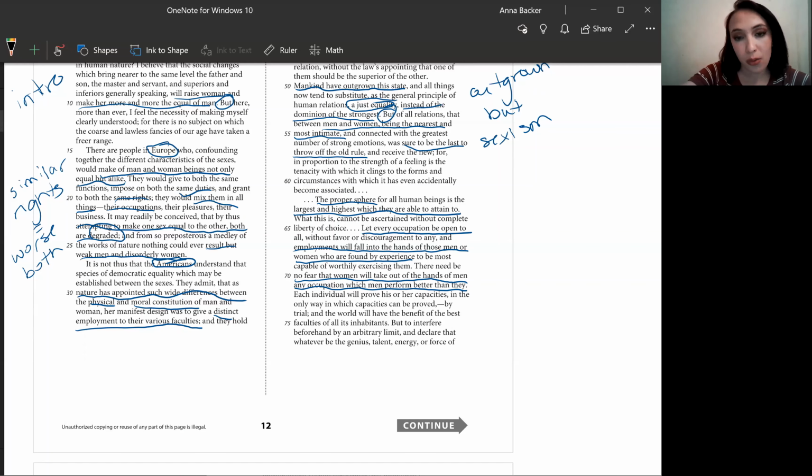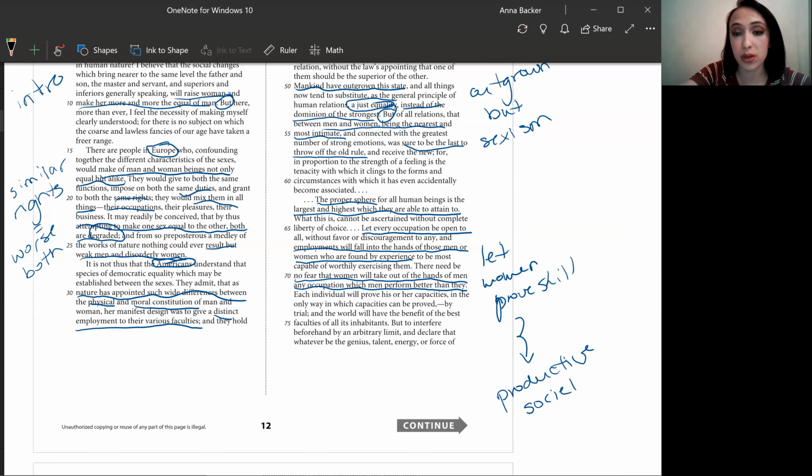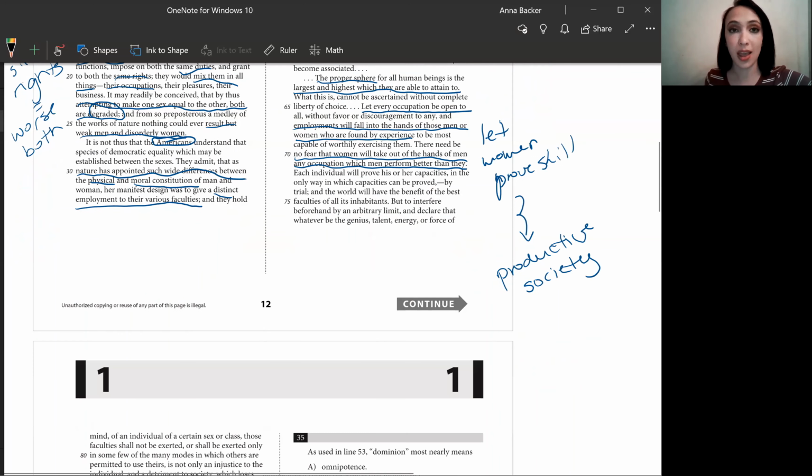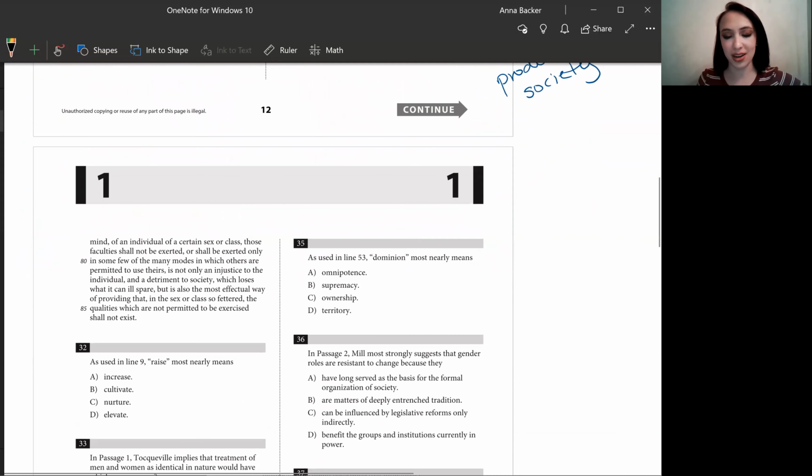So what I wrote here is that if we let women prove skill, that's an N, prove skill, we will get a productive society. Because men and women will be doing the jobs that they are best suited for. So this author is clearly in favor of this equality, letting everyone do what they are best at doing. And in so, we would get equality of the sexes.